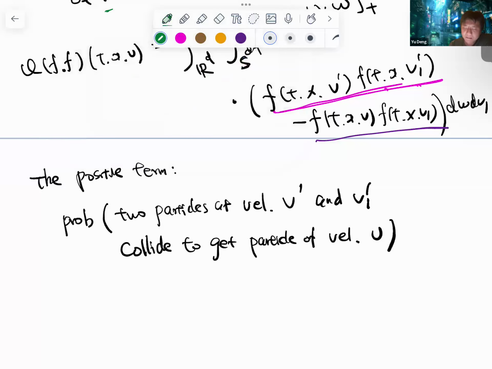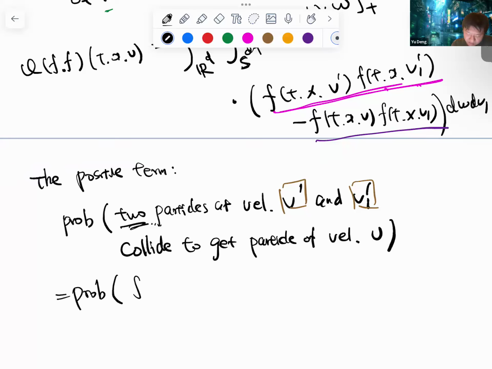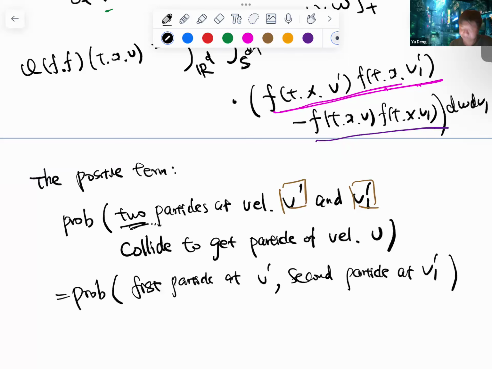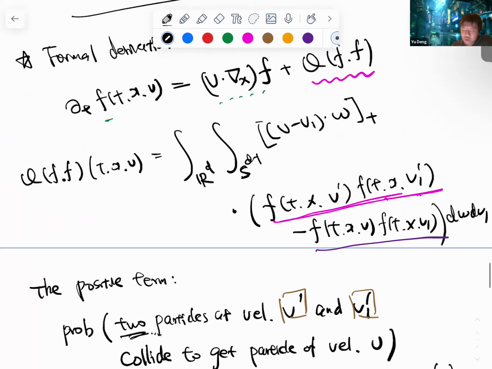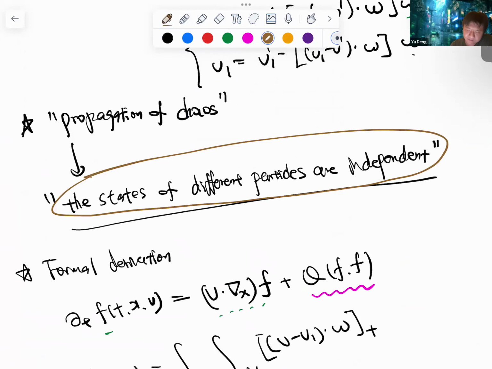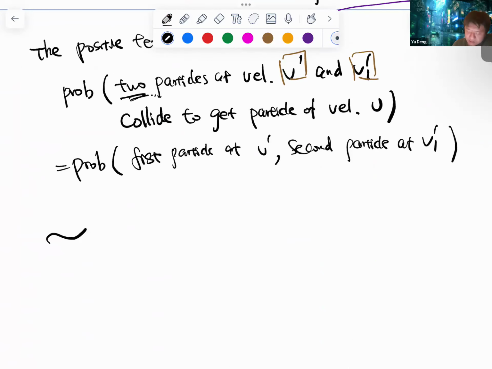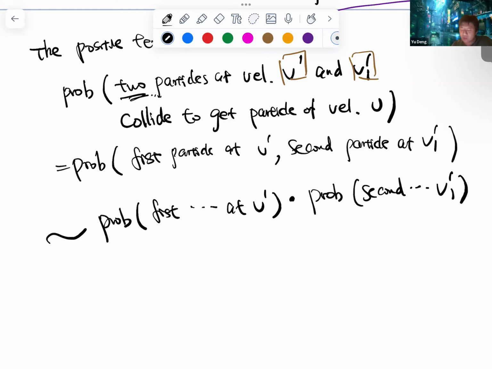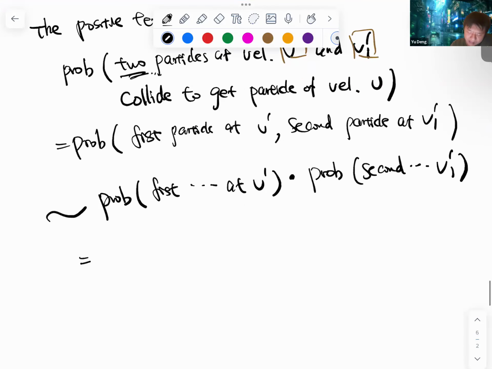This gain term has this form, but this gain term really means a probability of two particles. The probability that the first particle is at velocity v prime, the second particle at velocity v1 prime. Okay, and then if you assume this chaos assumption that these different particles are independent, then we can formally think of it as a probability of the first particle at v prime times the probability, because we're assuming independence, of the second particle at v1 prime, and then you see this will be given by the probability density, which is given by this f(t, x, v prime) times f(t, x, v1 prime).